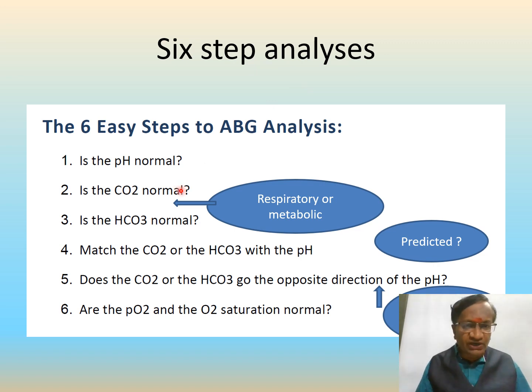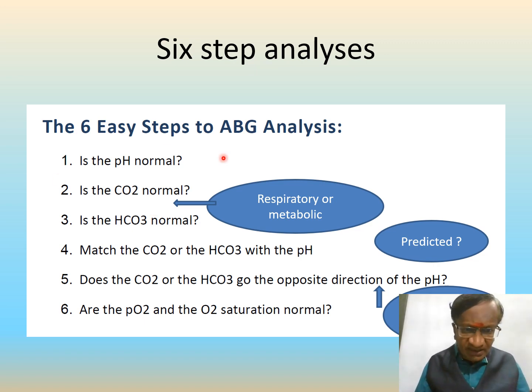Is the CO2 normal? Is the bicarb normal? Now we have to match the HCO3 and CO2. Do they go in the opposite direction? Then check whether there is hypoxia. These are all the six small steps of analyzing the blood gas.